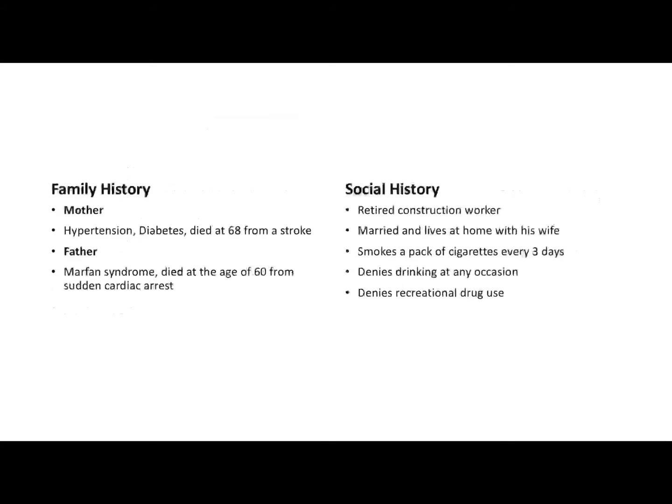Family history shows that his mother had hypertension, diabetes, and died from a stroke at the age of 68. His father had Marfan syndrome and died at the age of 60 from a sudden cardiac arrest. Social history shows that he's a retired construction worker. He's married and lives at home with his wife. He smokes a pack of cigarettes every 3 days, denies drinking at any occasion, and denies recreational drug use.